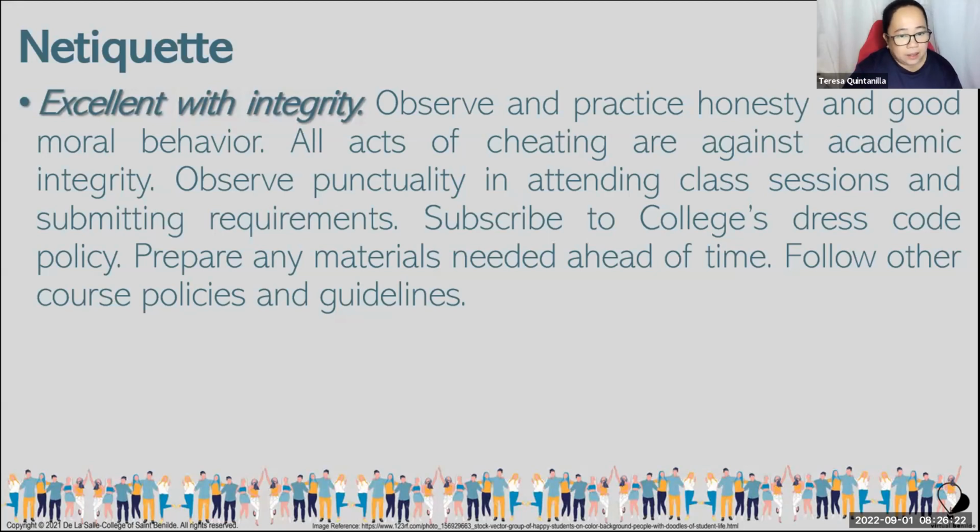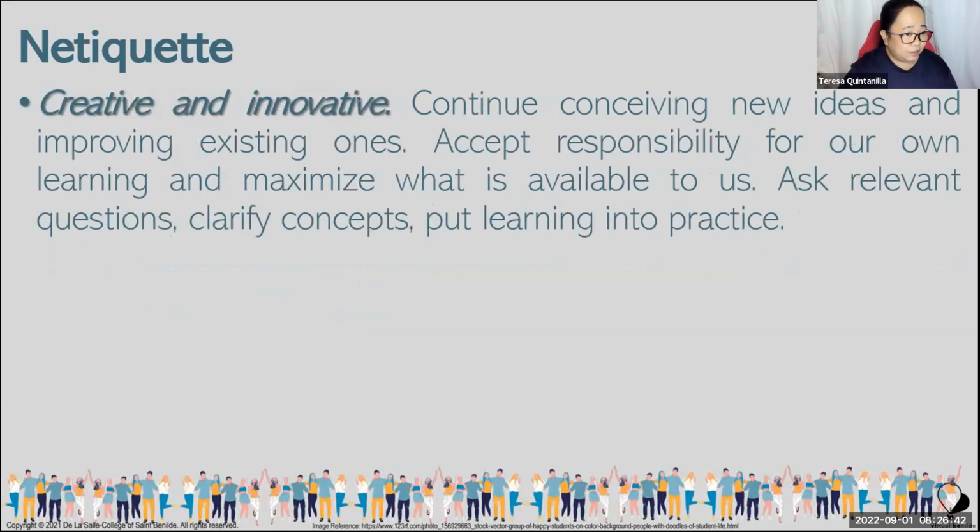I think it's already in your student handbook. So you can read about the dress code, for those students who are going to school for the third week of our class. Okay, so creative, innovative, continue conceiving new ideas, improving existing ones, accept responsibility, and maximize what is available to us.